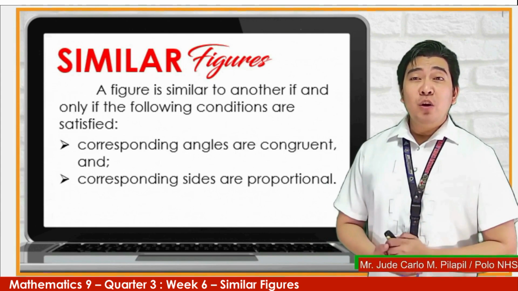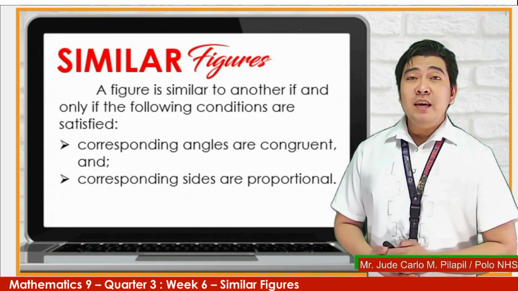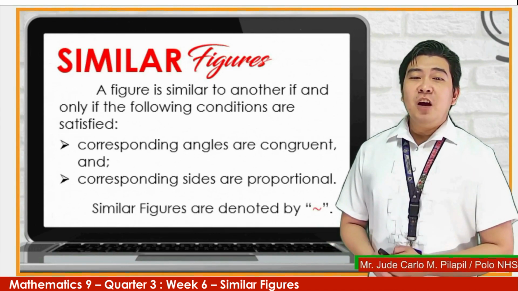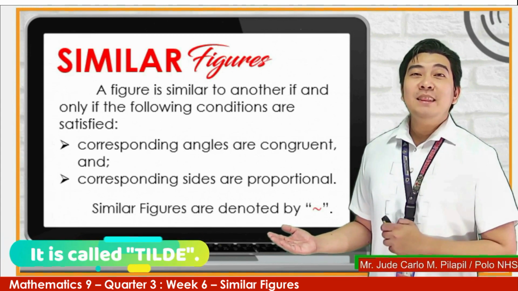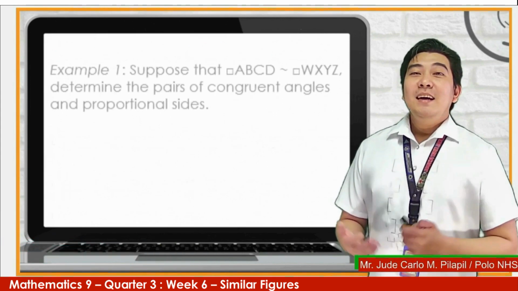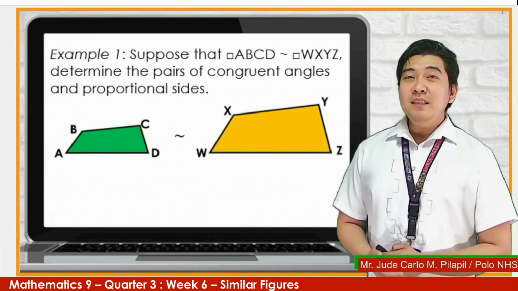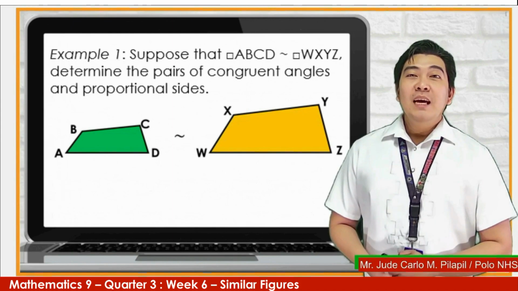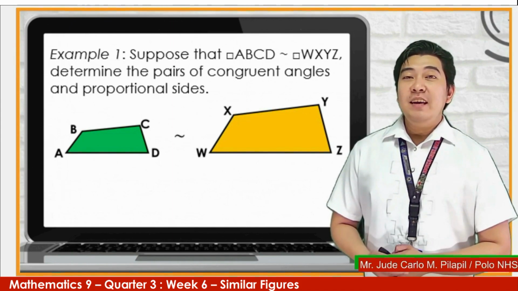We should make sure that the two conditions are satisfied in order for us to say that the figures are similar. Similar figures are also denoted by this symbol. It is called tilde. Let us have some examples. Example number 1. Suppose that quadrilateral ABCD is similar to quadrilateral WXYZ. Determine the pairs of congruent angles and proportional sides.